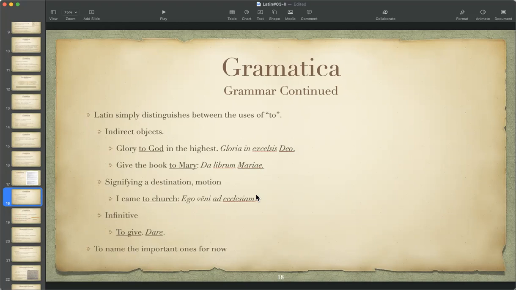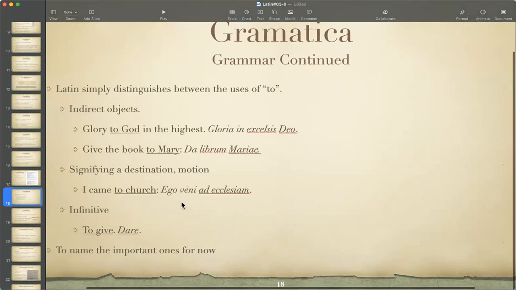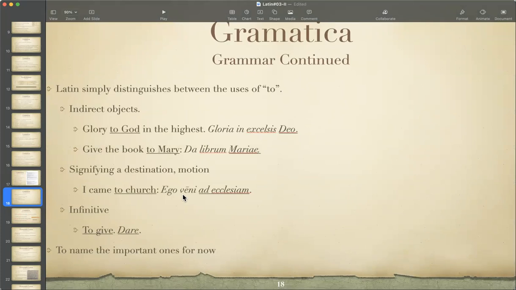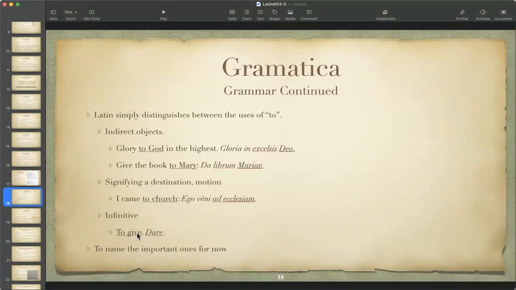Whereas a destination, I came to church. Ego, I, veni, like veni, veni, Emmanuel, came ad ecclesiam, I came to church. And then lastly, are infinitives. In English, it would be to and a verb. So to give would be in Latin just dare, to love, amare, to pray, orare.